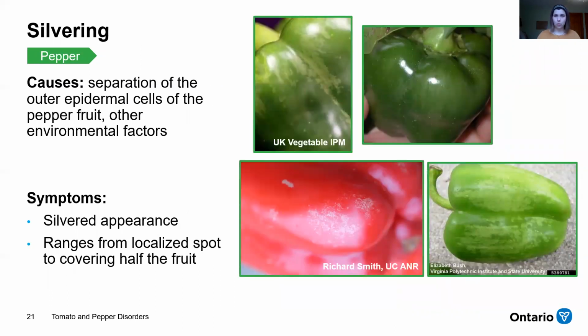Next, we have silvering, which is caused by a separation of the outer epidermal cells of the pepper fruit. This is strongly linked to the variety of the plant, but there also may be environmental conditions playing a role, as the severity of this disorder can vary from year to year. You'll see this silvering appearance on bell peppers, and the severity of the silvering can range from just a small dime-sized area on the fruit to covering more than half the fruit in some cases.